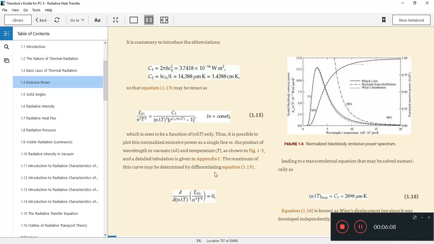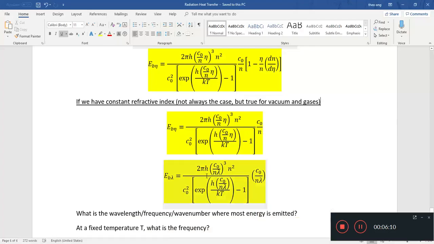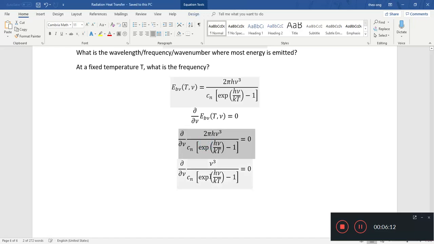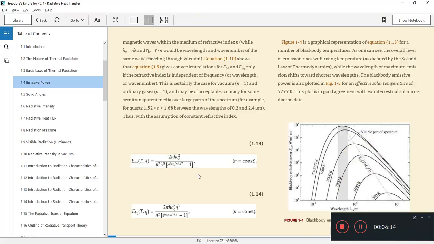And what kind of mathematical tricks did they use to do this basic differentiation? In fact, they did something like this.